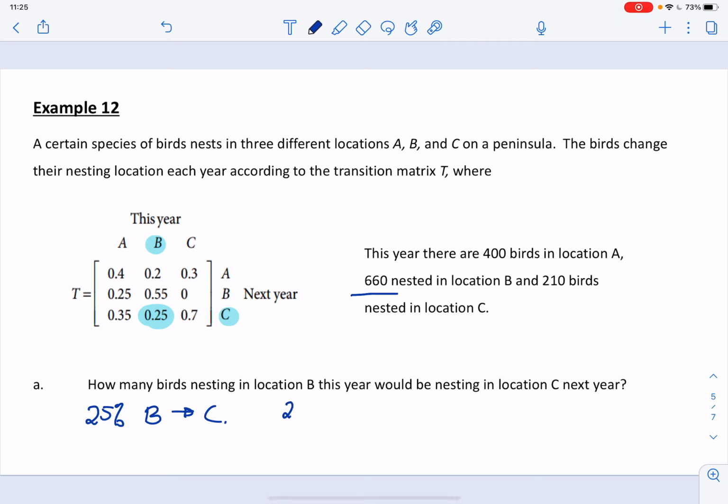So we do 25% times 660. Now remembering that it's easier to use a decimal format, we're looking at 0.25 by 660. It's a quarter of that, which equals 165 birds. So 165 birds would start off in location B this year, and then next year they'll be located in location C.